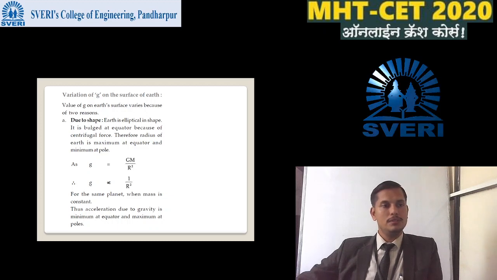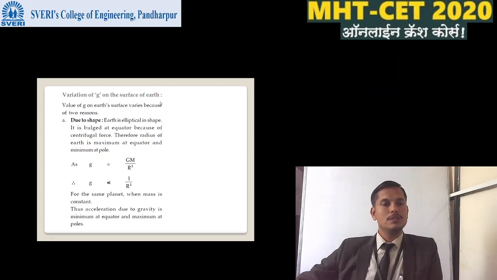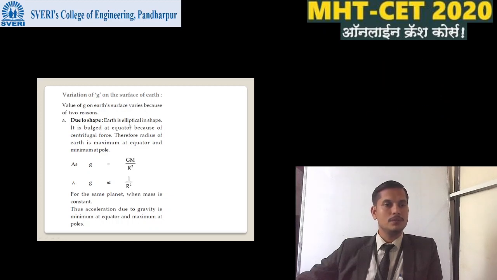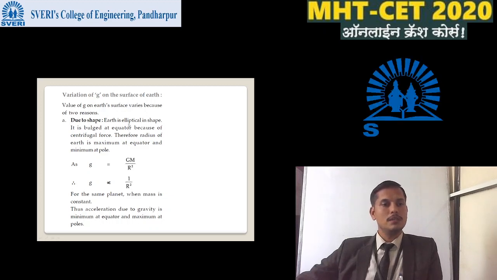Let us check this. Variation of g on the surface of earth. When we are considering the surface of earth, we know that it is a geoid shape. It is not perfectly spherical. It is elliptical in shape, slightly pressed. If you consider one pressed ball, it is slightly pressed, elliptical in shape.